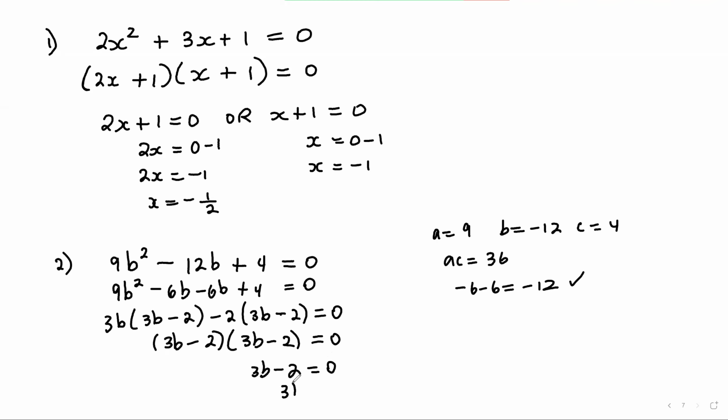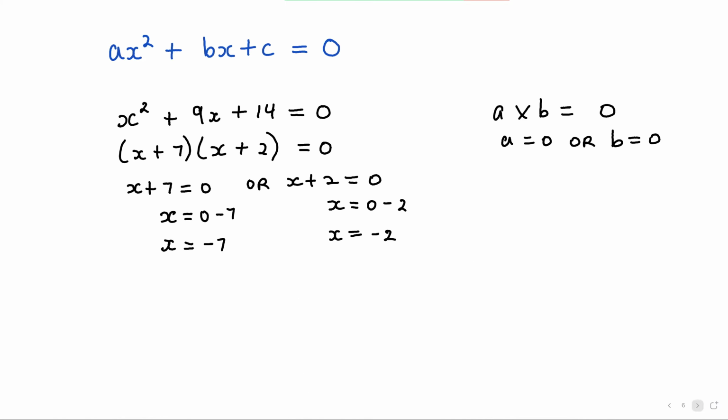So this will be 3b. If 3b minus 2 is equal to 0, then 3b is equal to 0 plus 2, which is 2. And therefore b is equal to 2 over 3. So in this quadratic, you remember just now I said that the quadratic could have 0 solutions, 1 solution, or 2 solutions. This quadratic has 1 solution, right? So you have number 1, you had 2 solutions here. Number 2, you have 1 repeated factor, so it's 1 solution.